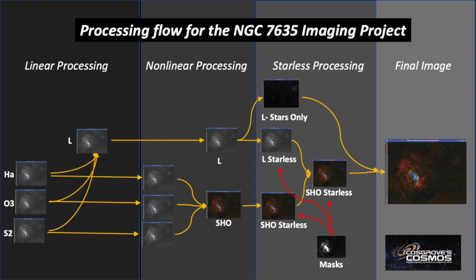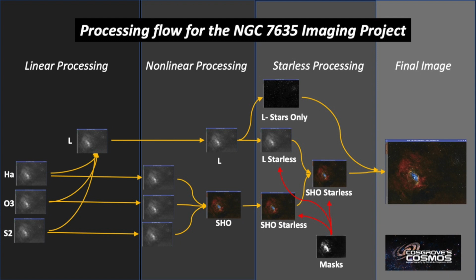Next, let's take a look at how this processing progressed. We'll start here with a chart that I've been using for several of my videos now, which shows the overall progression of the image processing strategy from linear processing to nonlinear processing to starless and then to the final combination into the final image.